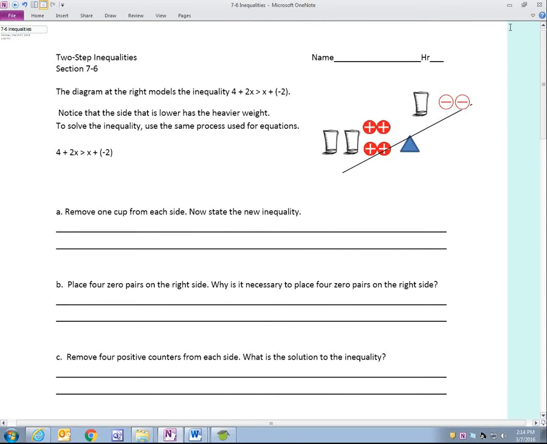Notice that the side that is lower has the heavier weight. It's like a teeter-totter. To solve the inequality, we use the same process as we did for equations, with the exception of one thing. Whenever we multiply or divide by a negative, it's going to flip the sign. So let's write that in.